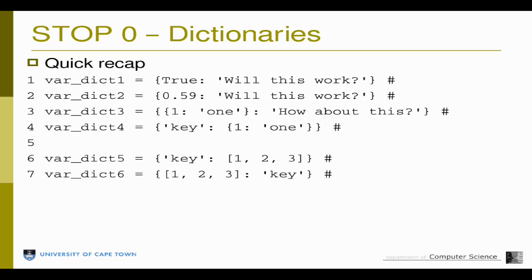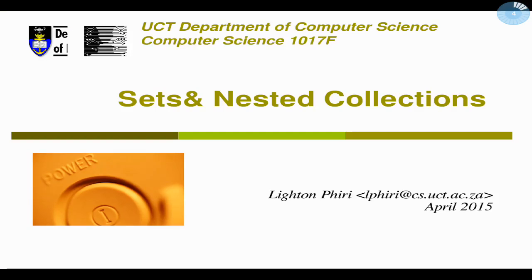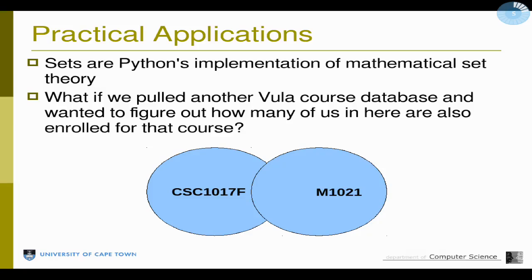So it's possible for us to have immutable types as values, but it's not possible for them to be flipped the other way around. So we can't have mutable data types as keys, right? But we can have them as values, right? So that works. This is just something to keep in mind here, right? So, sets and nested collections.